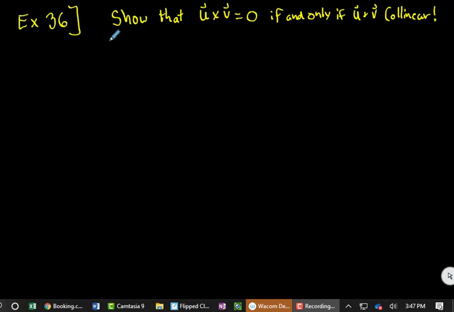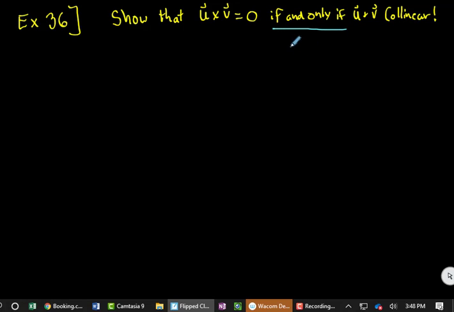Hello, we're going to look at example 36, and it says to show that when you take the cross product of two vectors u and v, that it's equal to 0 if and only if u and v are collinear. So the important thing to notice here is this "if and only if".